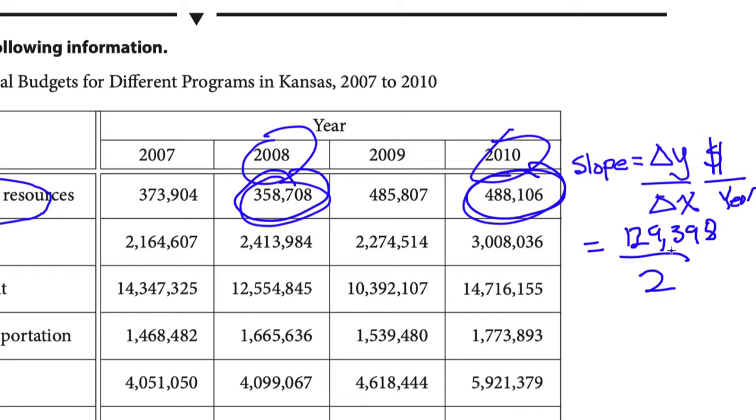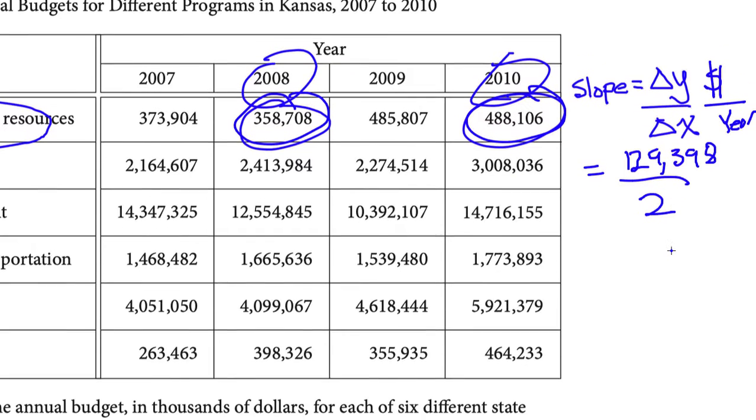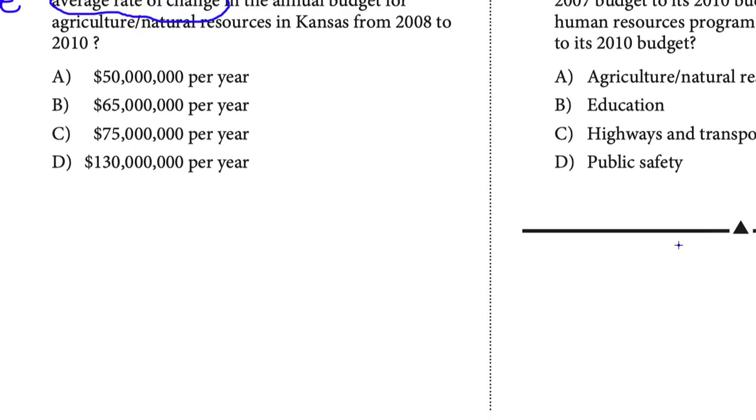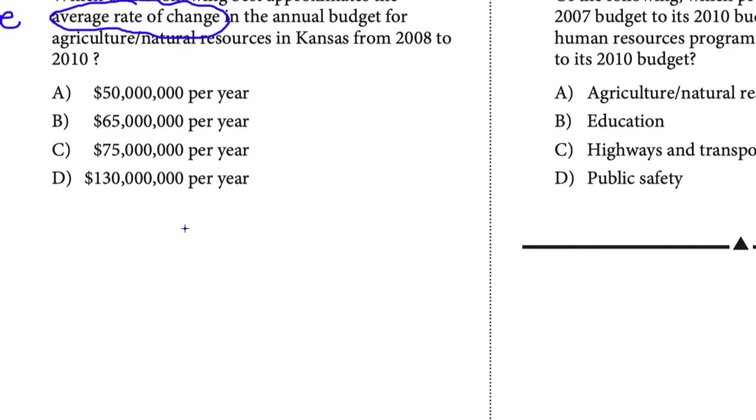All right, so now take that number, 129,398 divided by 2. That will be your slope. Sure. That is 64,699. Do we see that answer down here? One of those is really close. Do you guys see it? Yeah. It's B.